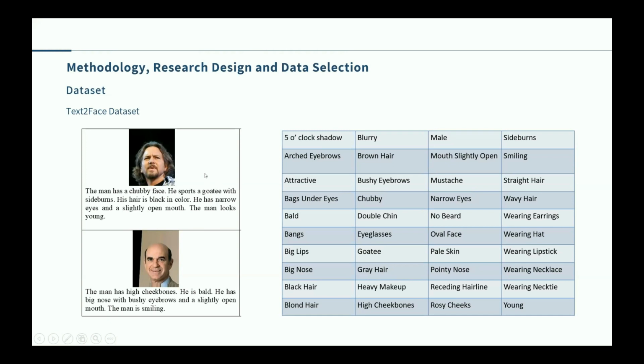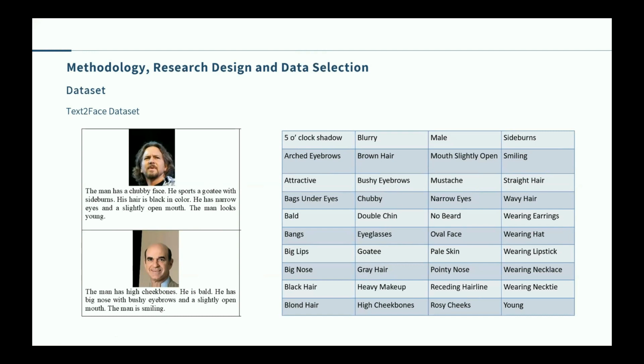From the text-to-face dataset. In this dataset, there are around 192,000 data records, but because of limited resources we had to limit it, and we chose 6,000 image description pairs for the training and evaluation processes.